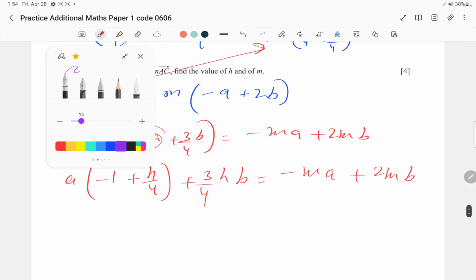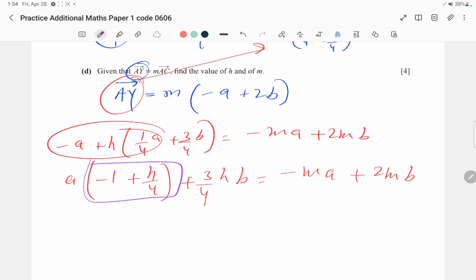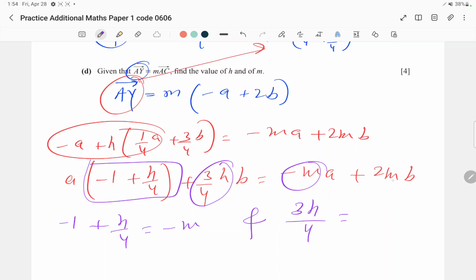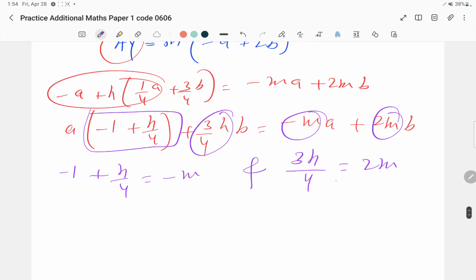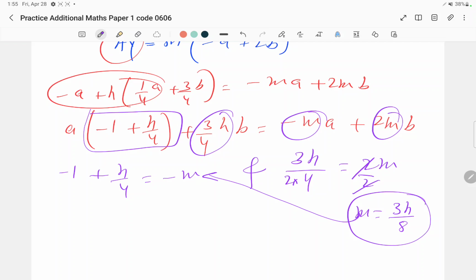Now we have to equate coefficient of A and B. So coefficient of A, which is minus 1 plus H over 4, and the coefficient of A, which is minus M. And over here B coefficient, which is 3H over 4, and B coefficient, which is 2M. So now you can divide by 2, 2 and 2 cancel. So M equals 3H over 8. So minus 1 plus H over 4 equals minus 3H over 8.